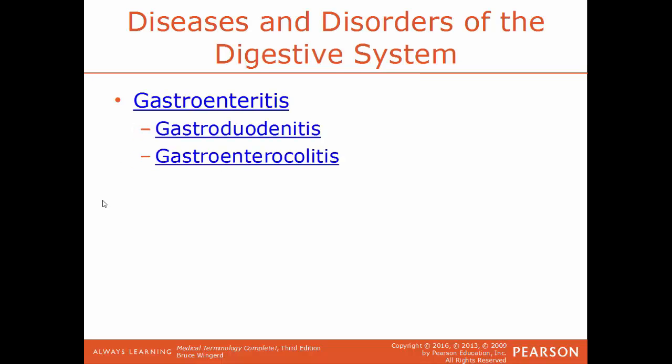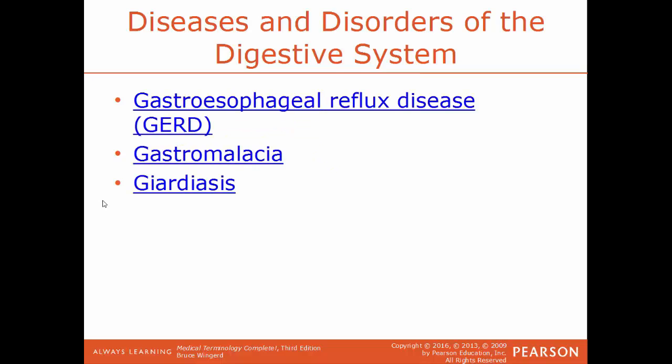Our next term, gastroenteritis. This is an inflammation of the stomach and the intestines. A very general term for the stomach flu. And depending on where the inflammation is, you may get more specific with your terms. Gastroduodenitis is inflammation of the stomach and the duodenum, so just the first part of the small intestine. And then if that inflammation spreads to the large intestine also, then you have gastroenterocolitis, which is the stomach, intestines, and the colon.